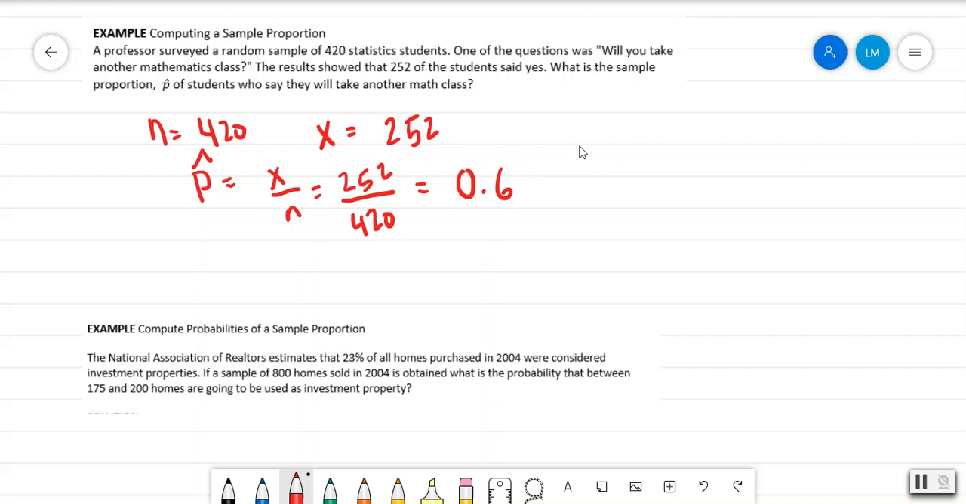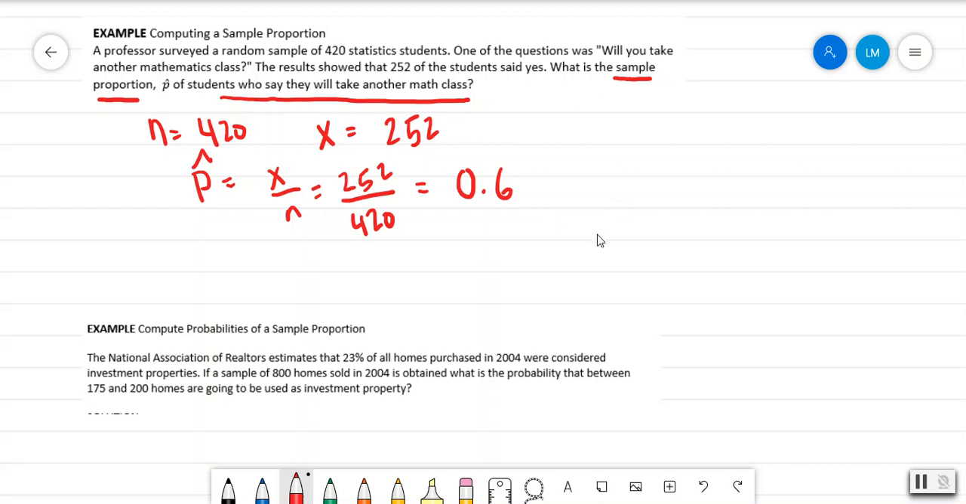So this question was only asking for the sample proportion. Whenever you're trying to solve this, you just want to identify what was being asked. So it was just the sample proportion. And if you want to add more context, it's the students who say that they will take another math class, which is pretty good. I mean, it's saying that 60% of the students that take statistics will take another math class.